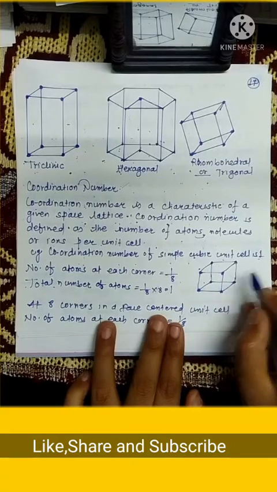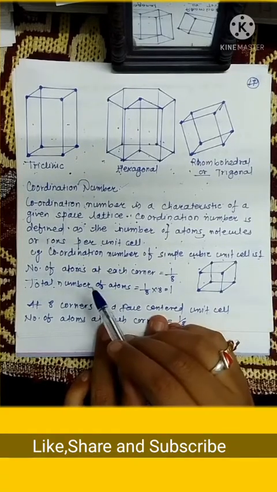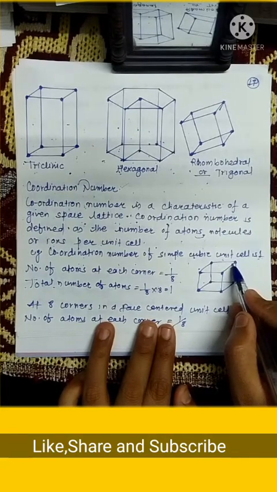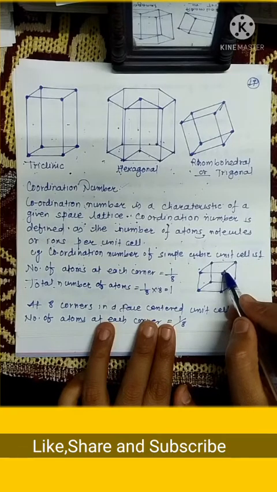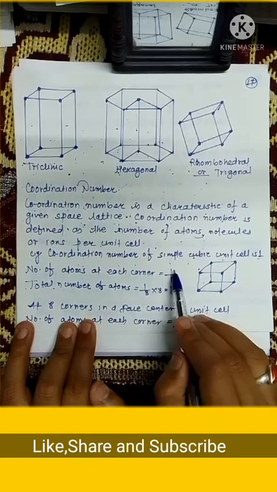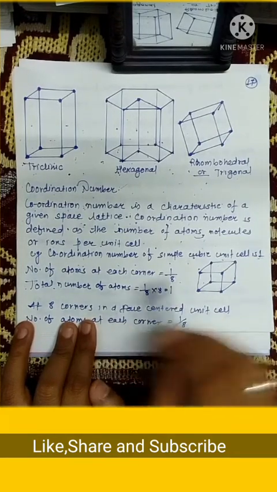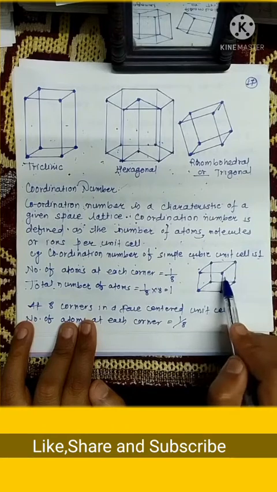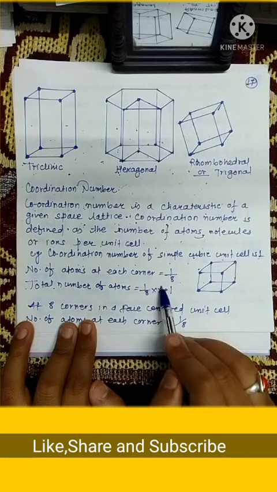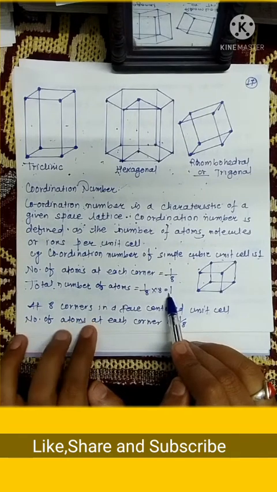So 12.5% portion of the atom is inside of the cube. So each atom contributes only the 12.5% portion which is inside the cube. So the number of atoms at each corner is equal to 1 by 8. There are a total of 8 corners and 8 atoms. So the total number of atoms is 1 by 8 multiplied by 8, that is equal to 1.